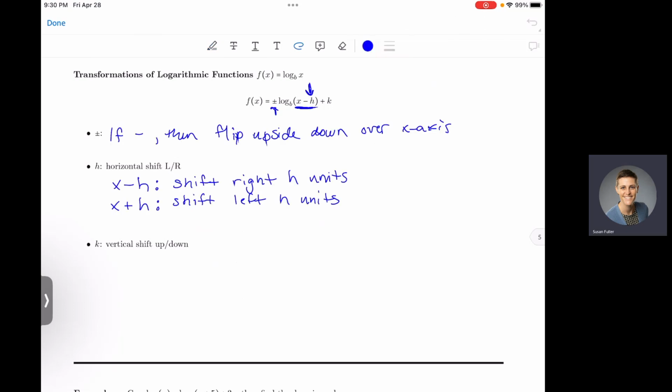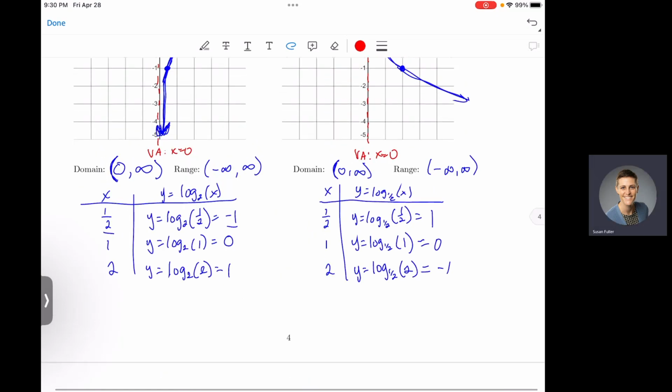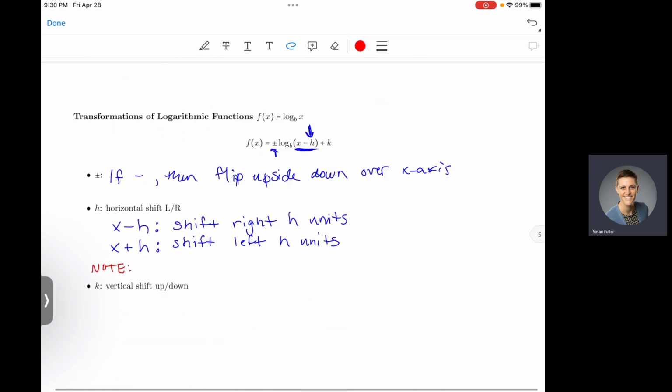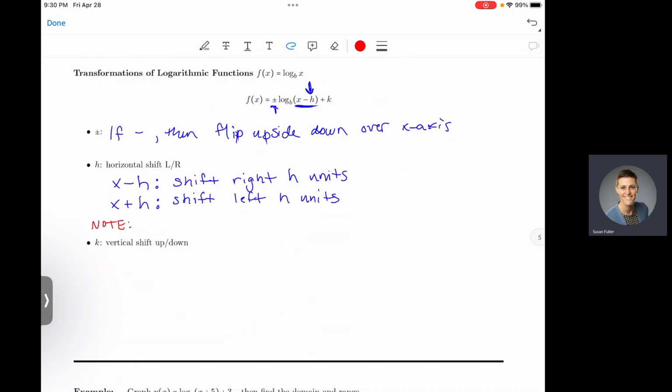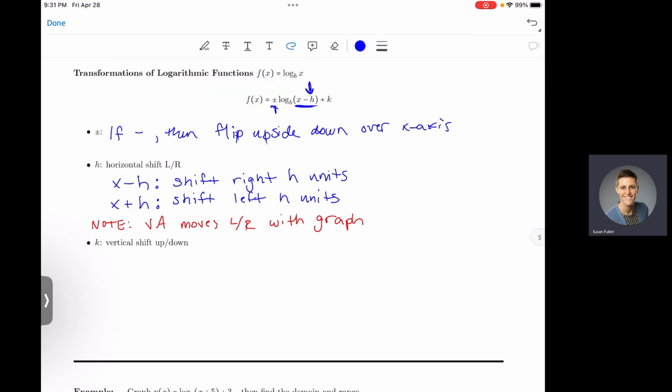And then I just want to make a quick note here. If you shift this whole graph left and right, so let's come up here, we will kind of look at these graphs. If we shift to the left or to the right, this vertical asymptote will move to the left or the right with the graph. So that's what I want to make a note of here. Your vertical asymptote moves left and right with your graph. So that's just something to kind of be aware of.